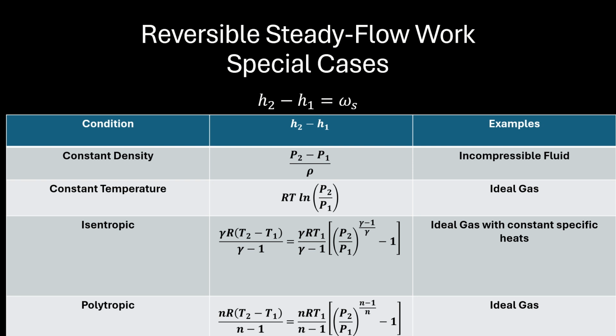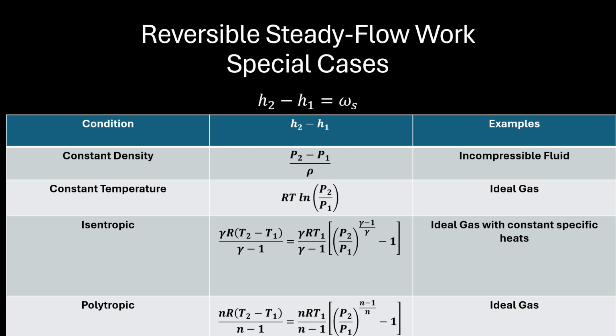Well, if we have a condition where we have constant density, then that difference of specific enthalpies can be replaced with the difference in pressures divided by rho, or the density of our material. Examples where that is relevant would be incompressible fluids, for example, liquids. Fluids, as in liquids.